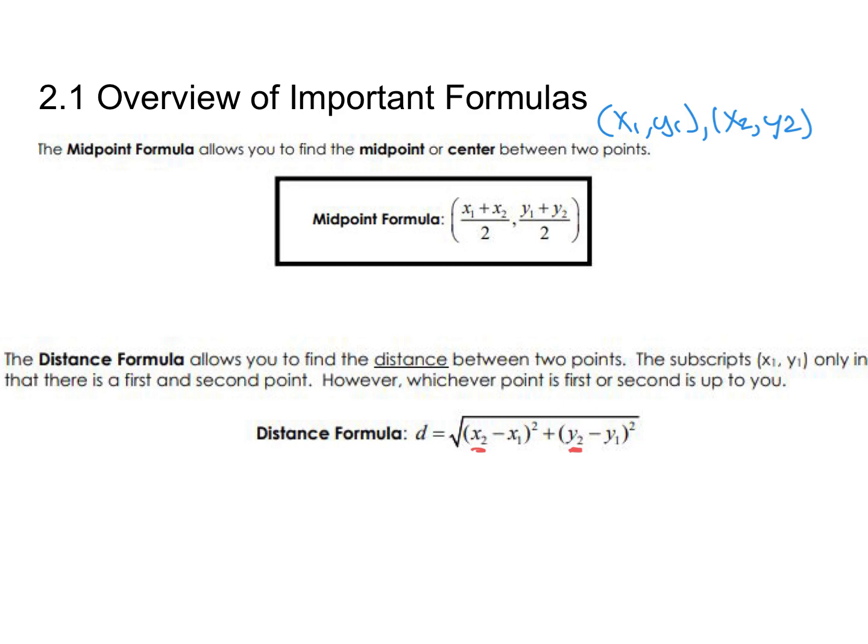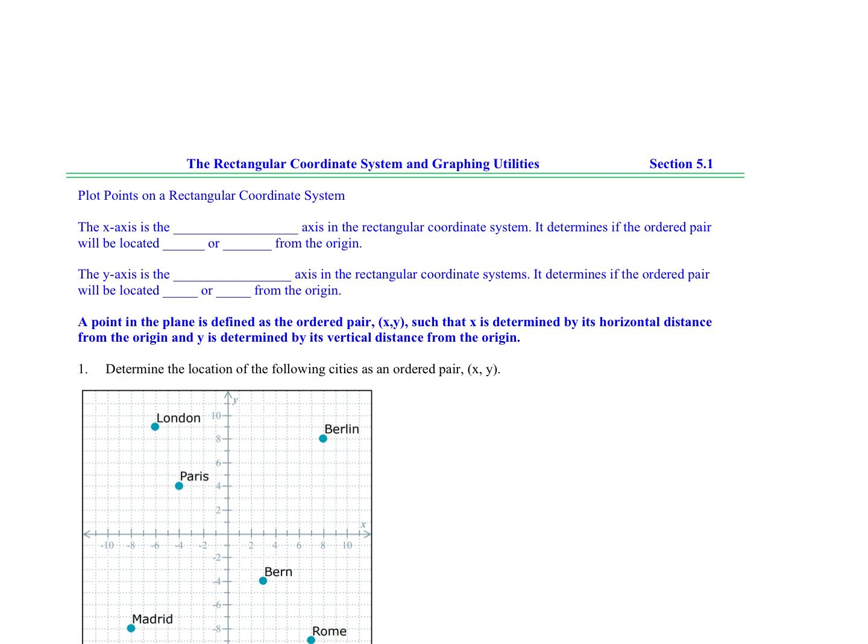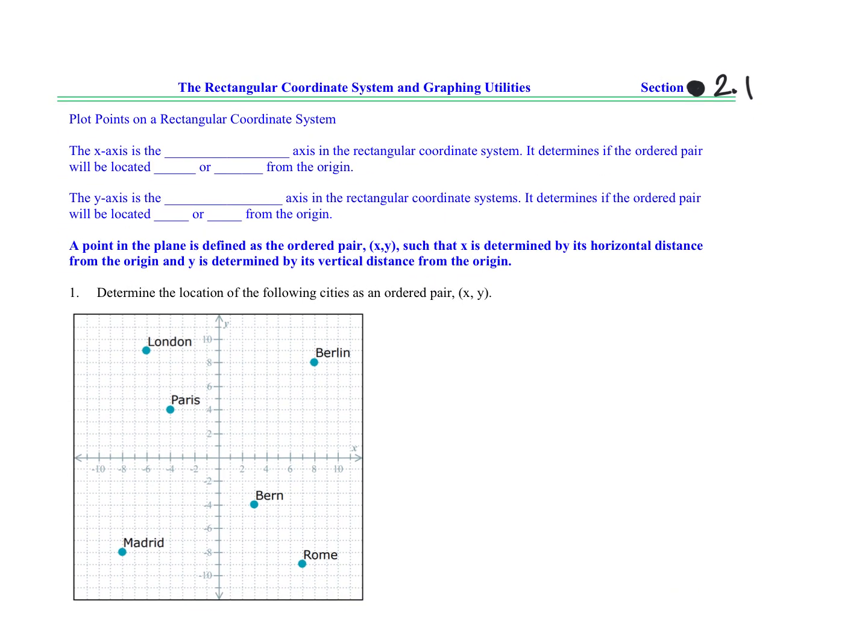So let's go ahead and move into the notes for section 2.1, sorry. So you might want to change this to 2.1 first. That should say 2.1. We have the updated version of the book. Okay, so this section is the rectangular coordinate system and graphing in general. So we're going to talk about how to write an ordered pair, how to figure out what the ordered pair is. That has to do with the x and y axis.